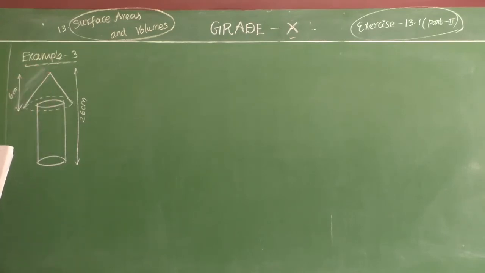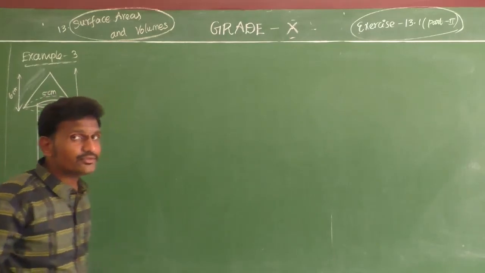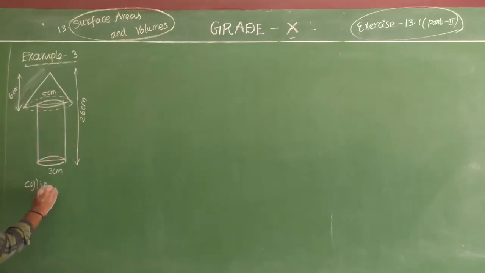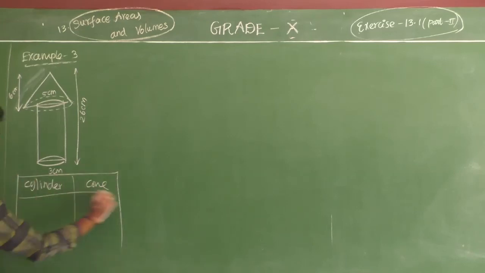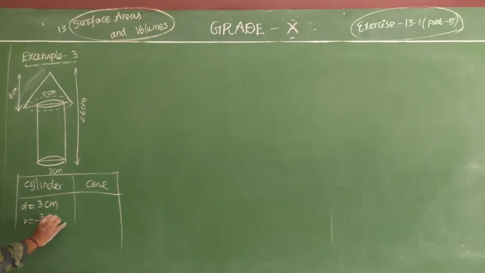And the base of the conical portion has a diameter of 5 centimeter. So the conical portion diameter is 5 centimeter, and the other shapes are named. First one is cylinder and second one is cone. Cylinder and cone. From the cylinder you have diameter equal to 3 centimeter and radius equal to 3 by 2 centimeter, otherwise take 1.5 centimeter.